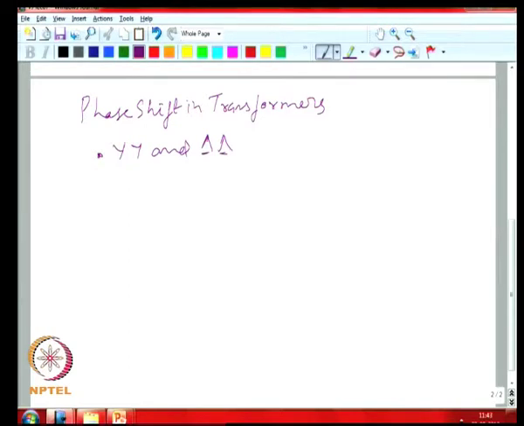actual terminals are labeled. If you look at a delta Y or a Y delta transformer, again you would typically expect them to have phase shifts of 30 degrees. We will see that it is possible to get 30 degrees, 90, 150 degrees, etcetera, depending again on the sense of the winding and how the windings are connected. We will do this through a couple of examples.